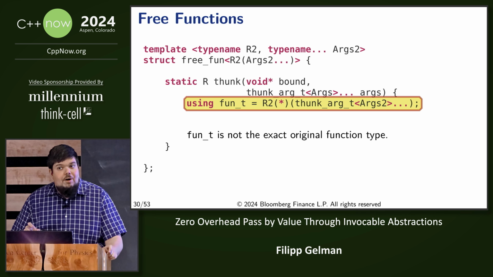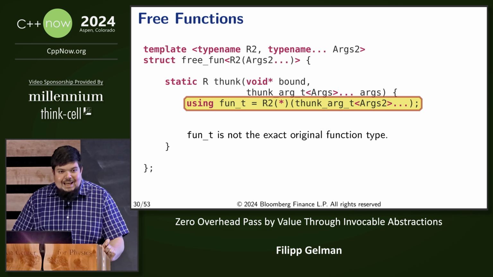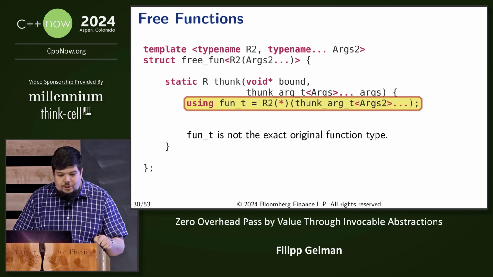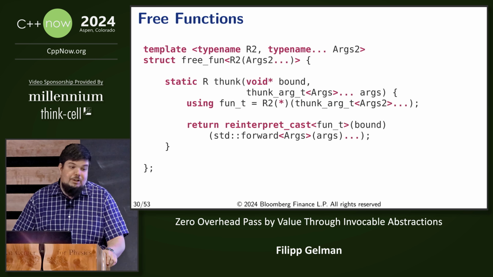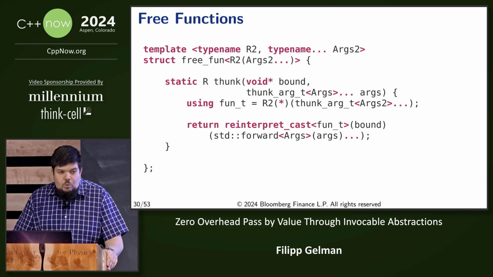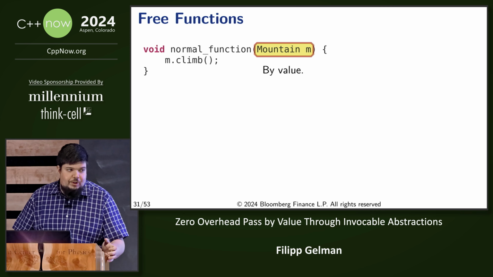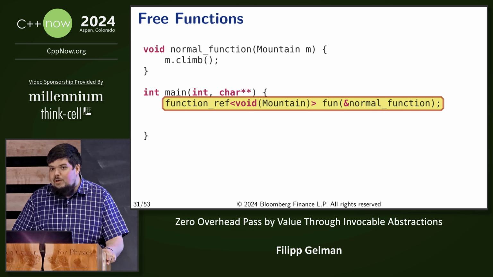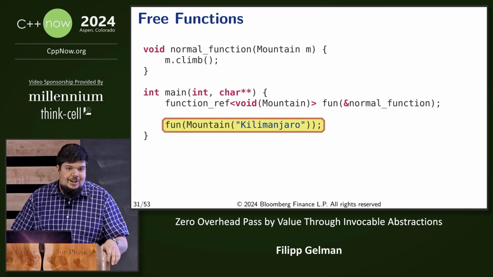non-trivial value argument is converted into an R-value reference. And we're going to cast the void pointer into this type instead of the original and call it. That's it. We're done. This works. So now if I have a normal function taking something by value, I can construct a function ref that calls it without any intermediate copies or moves.